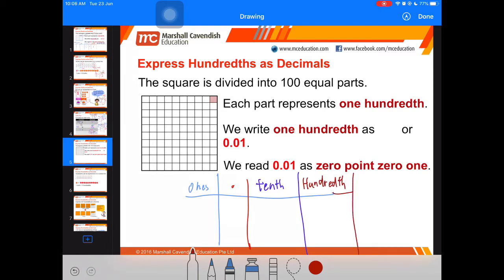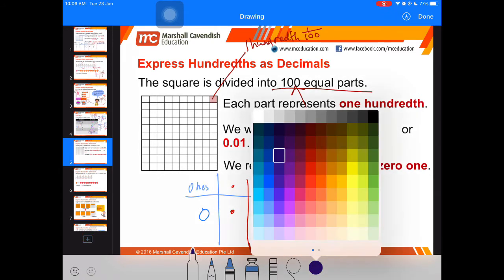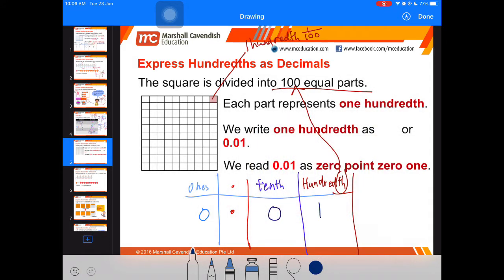What does hundredth mean? With the TH, it means that it's divided into 100 equal parts and only one part is shaded. So this is 1 hundredth, or express it as a fraction, 1 out of 100 equal parts. If you express it as a decimal, you write 0 because it's less than 1. Don't forget the decimal point. There's nothing for the tenth as well, and hundredth, this is 0.01. Remember to write the TH.